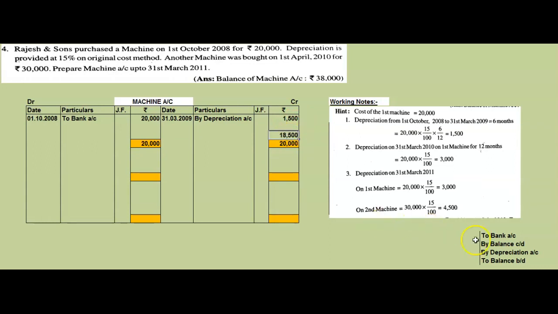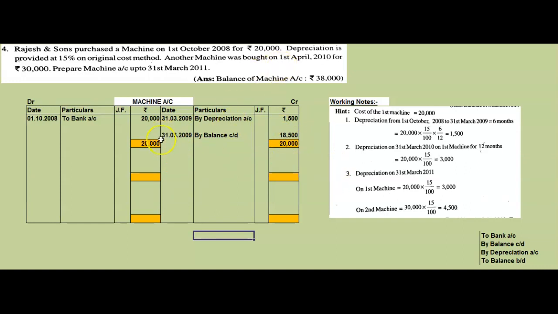18,500. This is called as what? Balance carried down. What is the date? Date will be the same. 31st March 2009. So this is the first year.